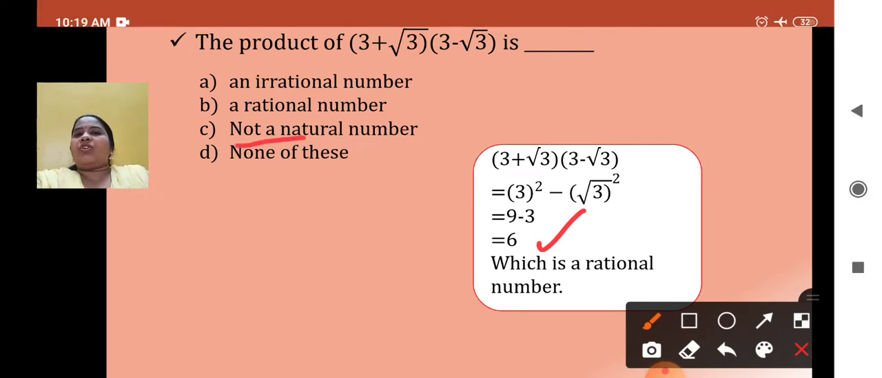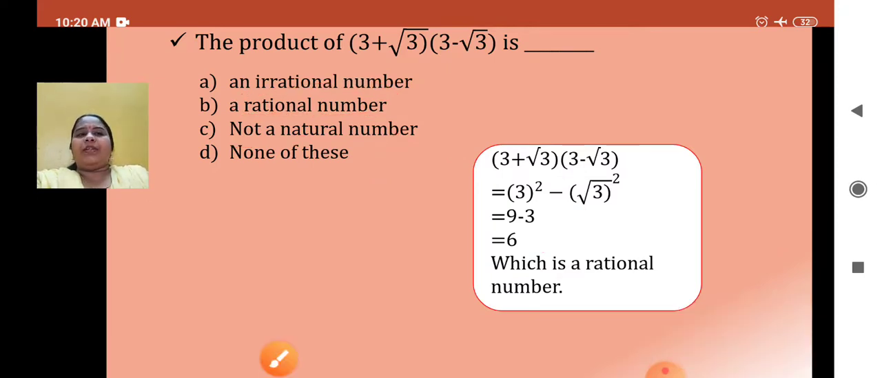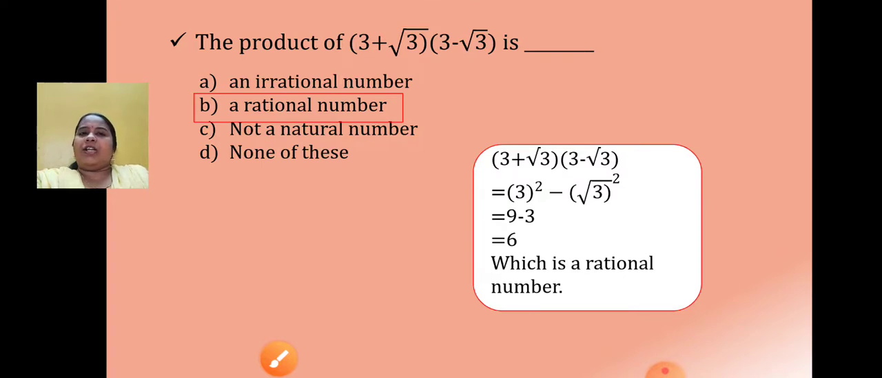See, it's not a natural number. It is a positive number. It's not a natural number. Is it an irrational number? No. Is it not a natural number? No. Then none of these? No, because it is a rational number. So which option is correct out of this? Option B, that it is a rational number.